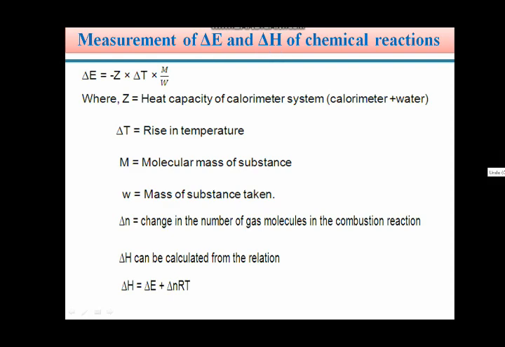Students, I already told you, internal energy is a state function, so its absolute value cannot be calculated. Enthalpy is also a state function, so its absolute value cannot be calculated. That's why we calculate the change in internal energy, delta E, and the change in enthalpy, delta H. In this manner, with the help of the bomb calorimeter, we can calculate delta E and delta H.